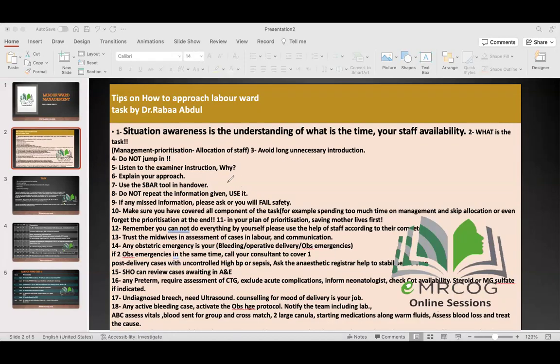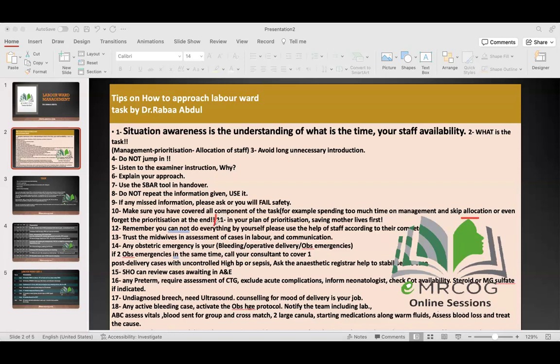So please practice the labor ward, and give it time as it's a module, because it takes one task out of the 14 tasks. You have 14 modules and one task covers the labor ward, which means it is covering one module. If there is any missed information required for management, please ask about it, or you will fail safety. Make sure that you have covered all the components of the task. For example, don't spend too much time on management and skip the allocation, or even forget the prioritization at the end. Sometimes it happens.